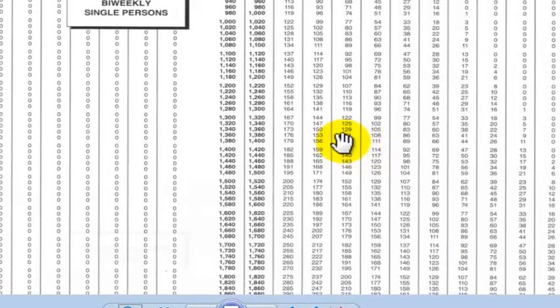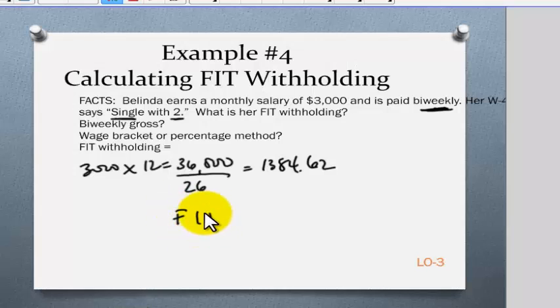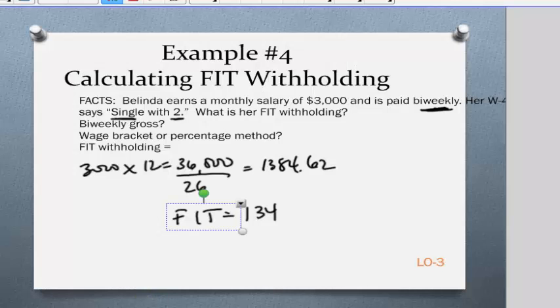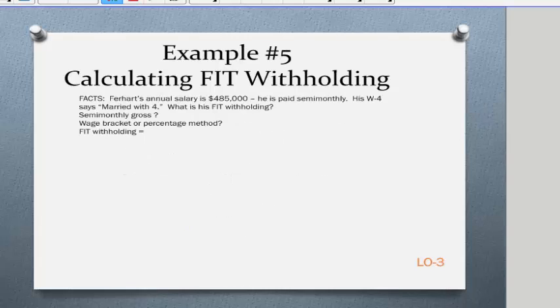Okay. Notice again that I did not subtract out any withholding allowance here. The withholding allowance was already factored into these numbers. So you only have to subtract out that withholding allowance if you're using the percentage method. Okay. Let's look at one more example just to make sure we got it.